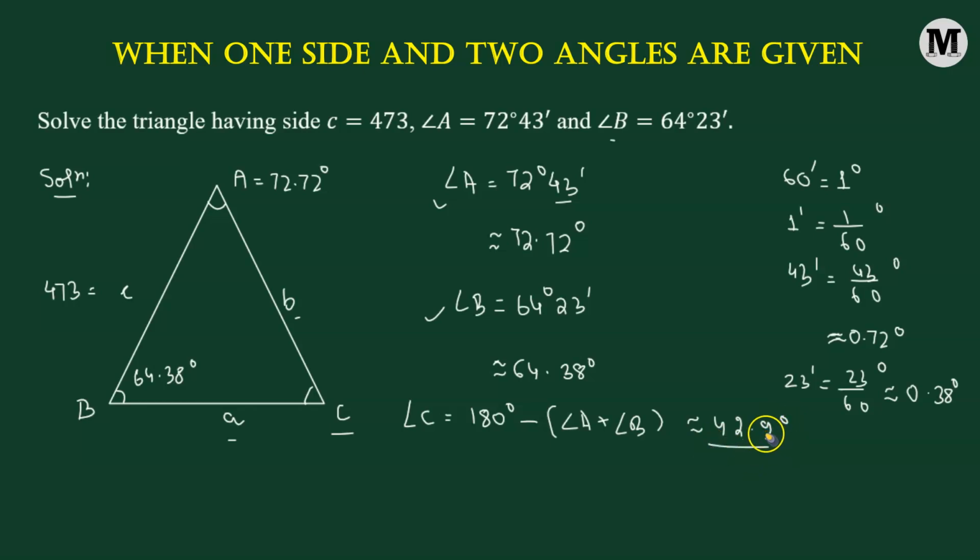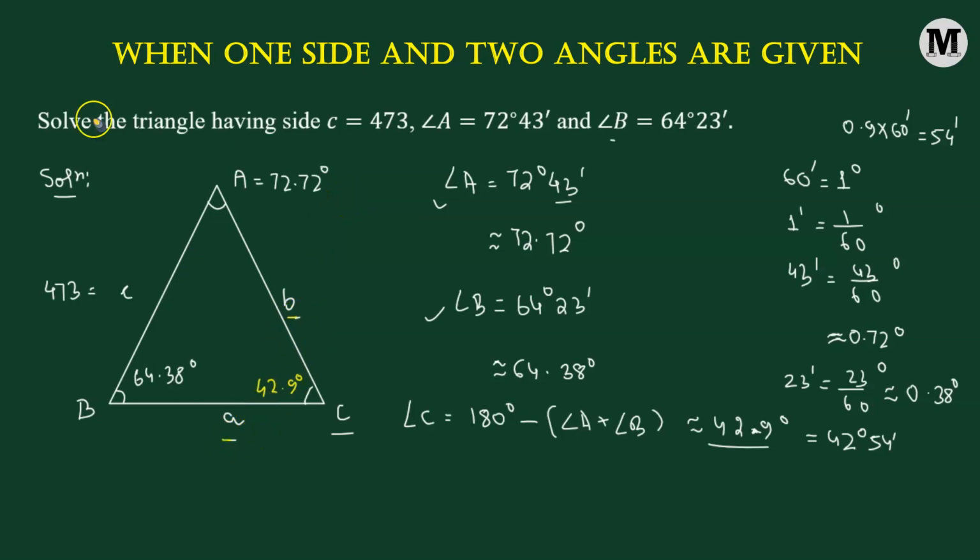If we want to convert it back to minutes, all we have to do is take that 0.9 degrees and multiply it by 60 minutes, which equals 54 minutes. So this is also equivalent to 42 degrees and 54 minutes. Let's use the degrees only, so angle C is 42.9 degrees. Now our next goal will be to find side b and side a.